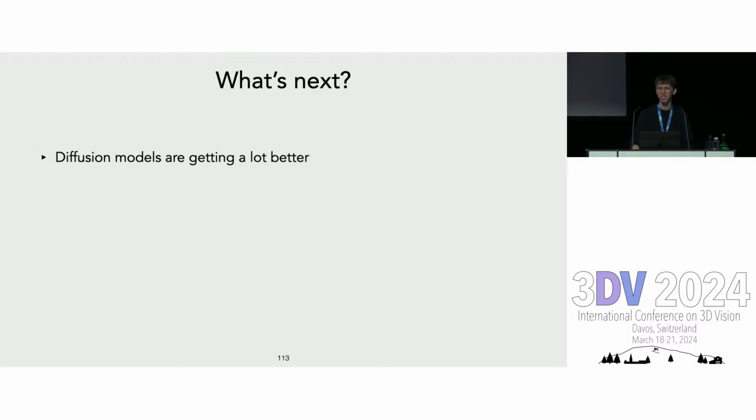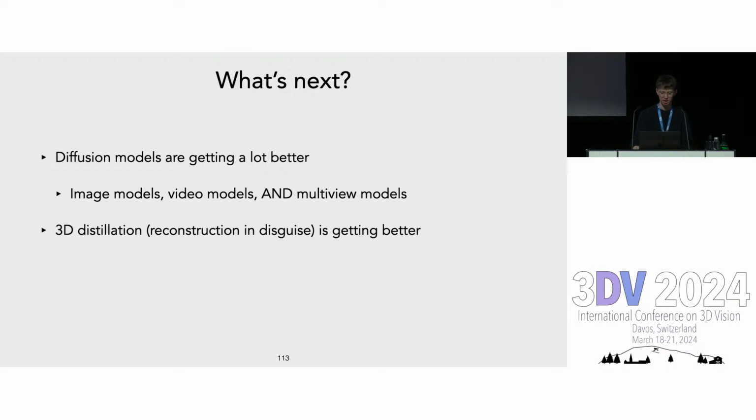So okay, what's next after this? Obviously, we can all tell that diffusion models are getting a lot better all the time. Not just image models, but for sure video models with Sora and these pose-conditioned multi-view models are all improving very, very rapidly over the last year. I think 3D distillation has also seen some improvements, and I would almost describe this as reconstruction in disguise, right? It's using reconstruction to ground the generations of a model, and that's been improving too.